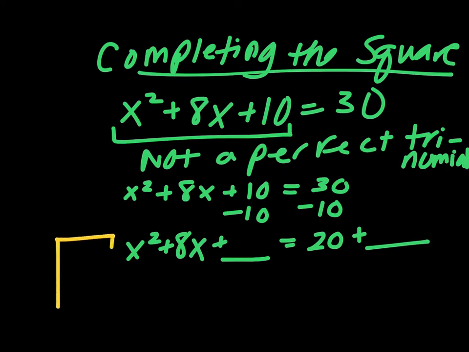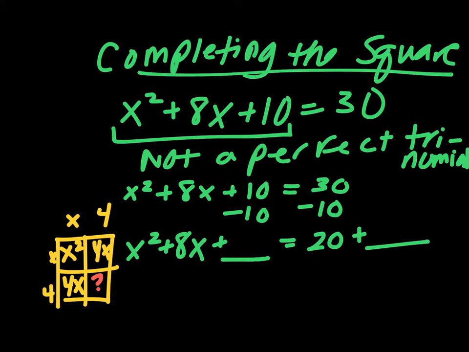Meaning that if I were to do my box method, I'd have x squared in the top corner, I'd break apart my 8x, and I want to know what number belongs in this bottom corner to make it a perfect square. So if this is x and 4 and x and 4, that means that the missing number has to be 16. So I'm going to add 16 so that on the left-hand side, I have a perfect square binomial.